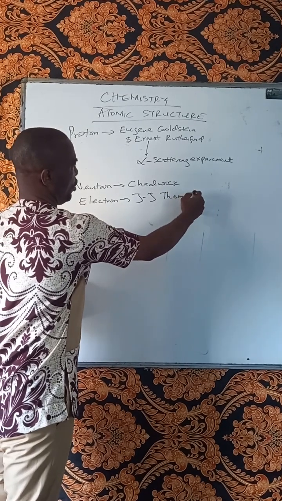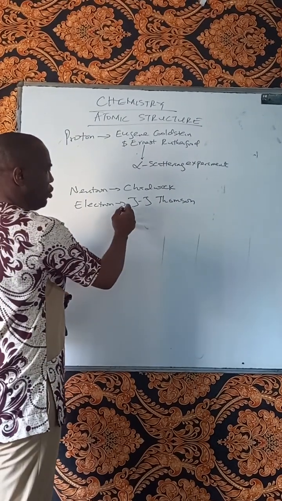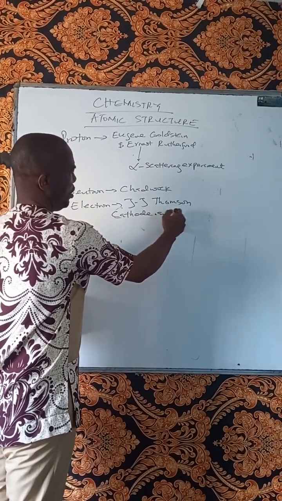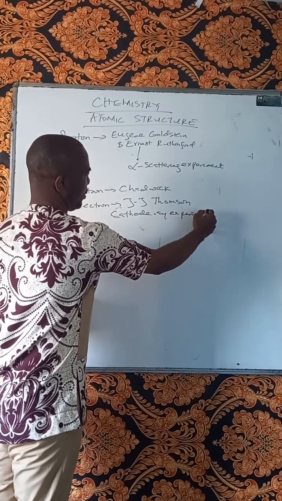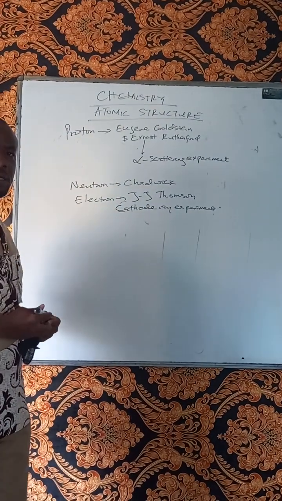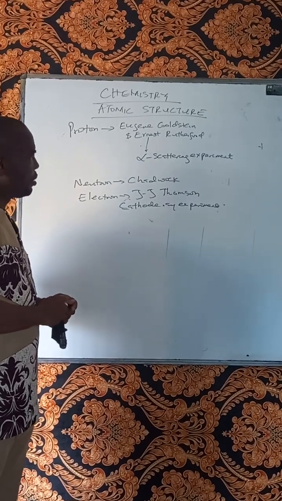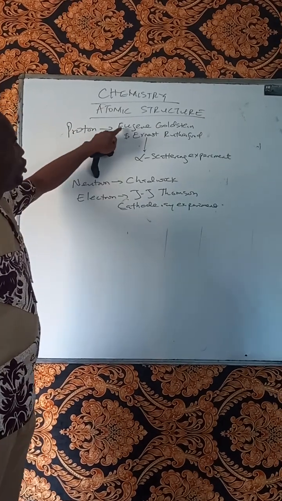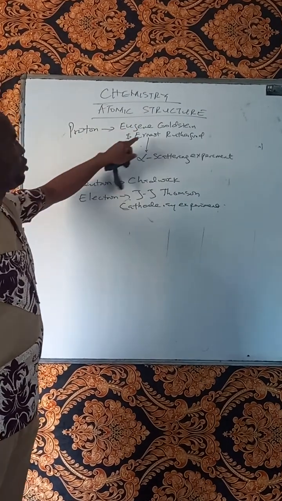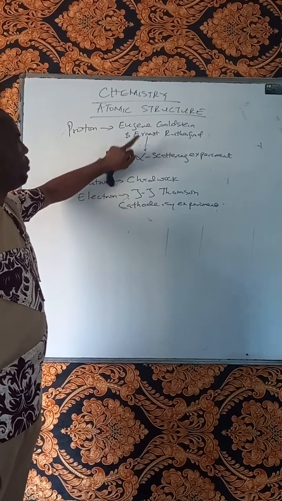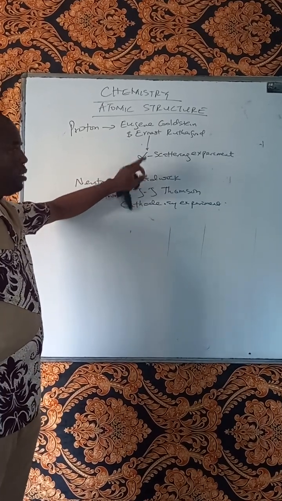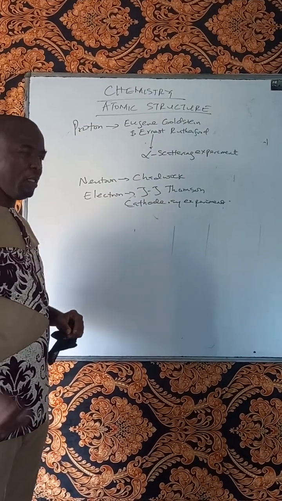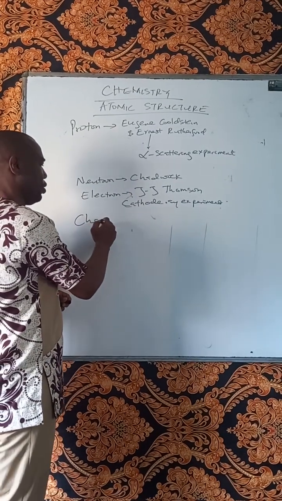Thomson discovered the electron making use of what we call the cathode ray experiment. We are going to treat this further in subsequent classes. Having done this, the proton was discovered by Eugene Goldstein and Ernest Rutherford independently. Rutherford made use of what we call the alpha scattering experiment. The neutron was discovered by Chadwick, and the electron by J.J. Thomson.